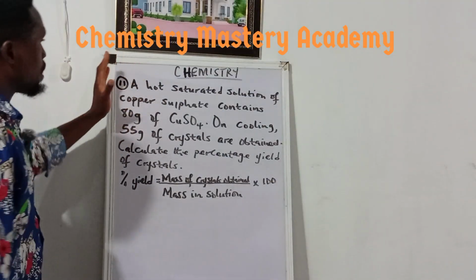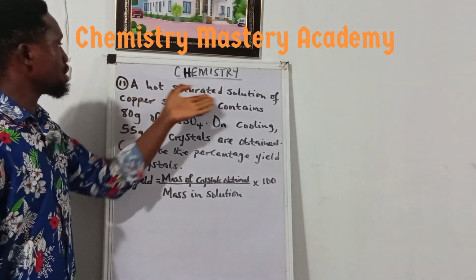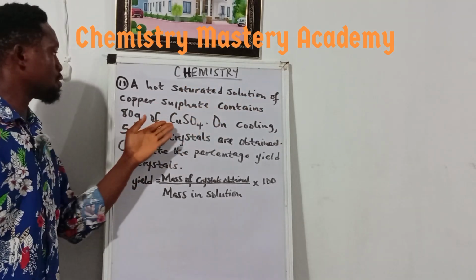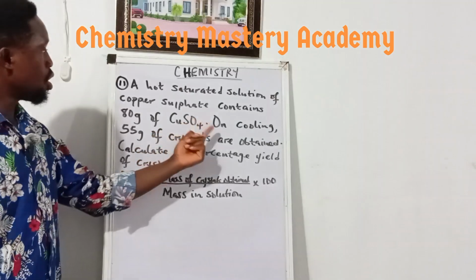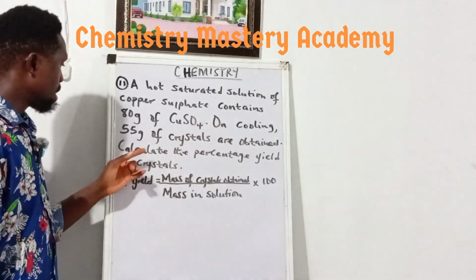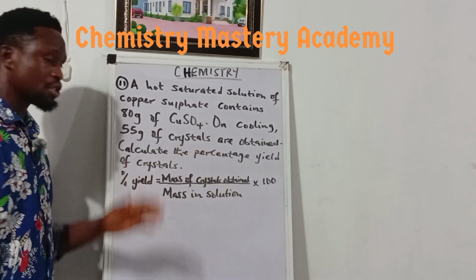All right, here's a question we have on the board. A hot saturated solution of copper sulphate contains 80 grams of CuSO4, that's copper sulphate. On cooling, 55 grams of crystals are obtained. Calculate the percentage yield of crystals.